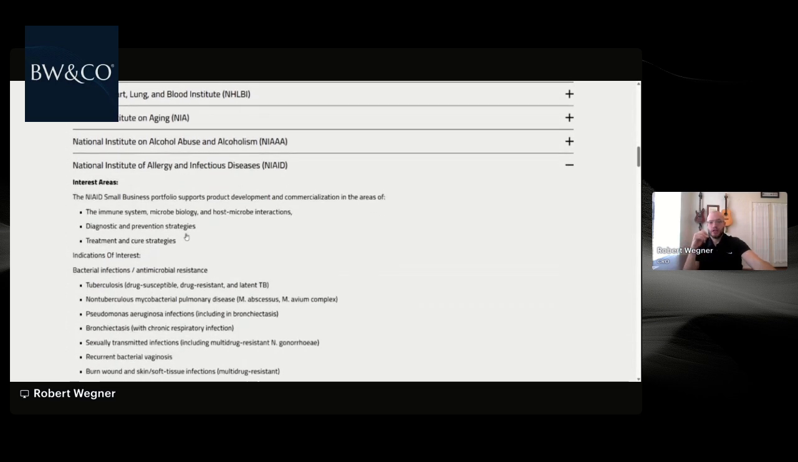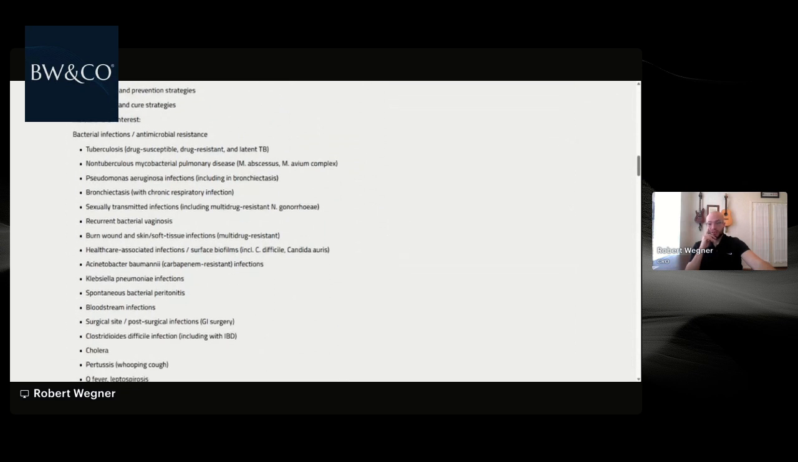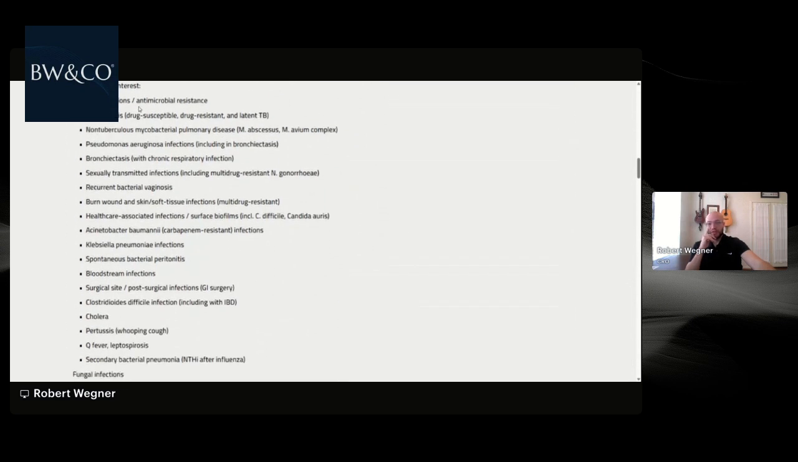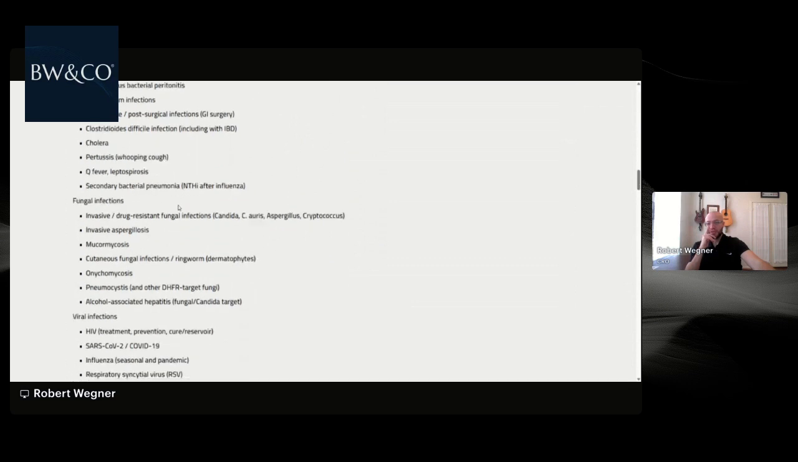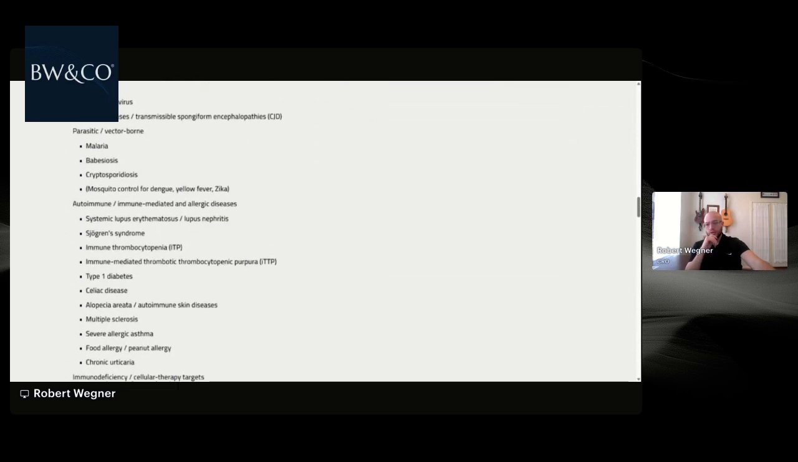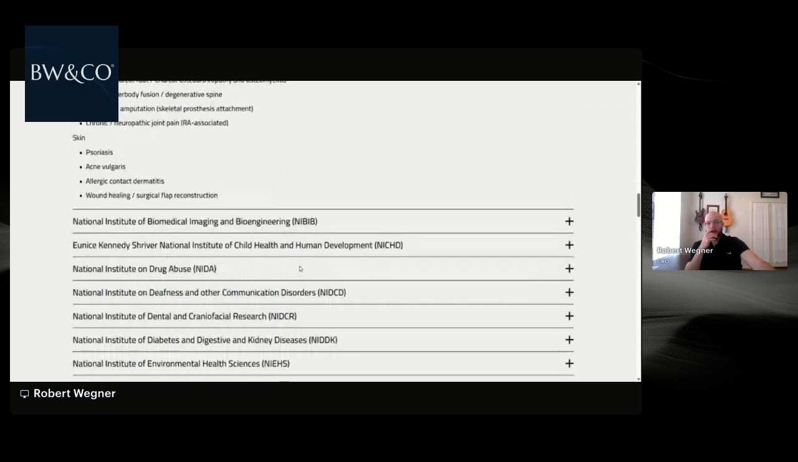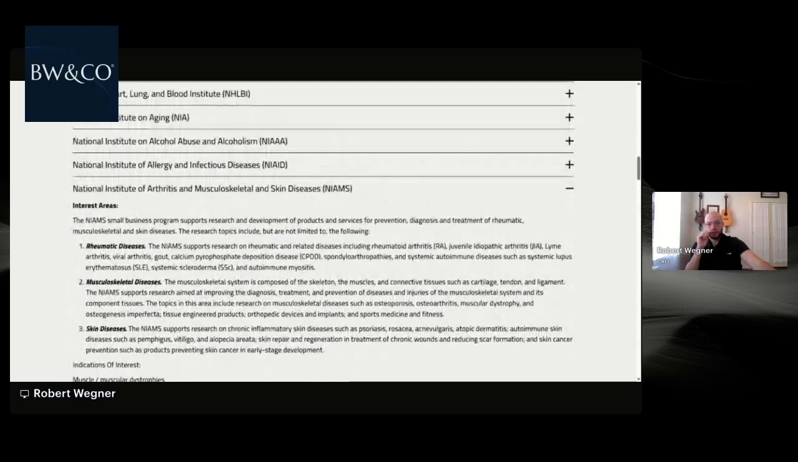NIAID, you'll see covers quite a bit of infectious disease across the board. You'll see some of the indications of interest for bacterial infections and antimicrobial resistance, fungal infections, viral infections, parasitic, autoimmune, and a few others here as well. So it's a pretty large scope of work of specific indications that they're looking in. Allergies, food allergies as well, is included in that. NIAMS, the National Institute for Arthritis, Musculoskeletal and Skin Diseases, is also an area of focus here.